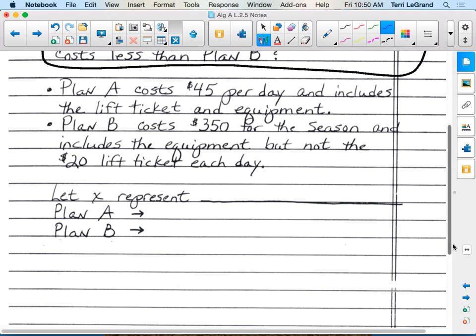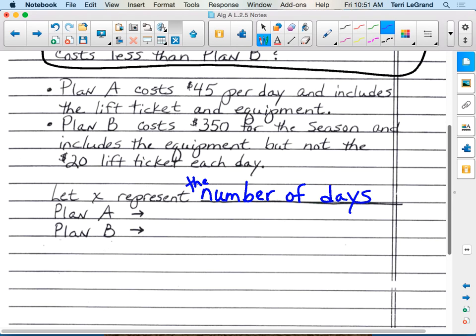So let's write that here, let X represent the number of days. So when you're setting up your own inequalities today, this is your first move. What variable am I going to use, and what does it represent? You have to write it out. So let X represent the number of days. I guess I should have a thumb there.